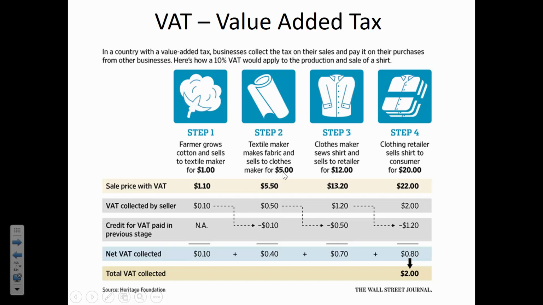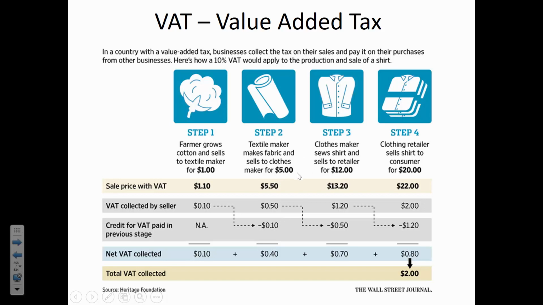But here's where things get interesting. Remember, in the last step they paid 10 cents, and they're collecting 50 cents from the clothes maker, and so they get to reimburse themselves for the 10 cents that they paid in the previous step. Really, the amount of value that they've added is the difference between the $1 and the $5. So they've added $4 of value, and they only have to turn over to the government authorities 40 cents. The net difference that they're paying is 10% of the value that they've added during their stage.